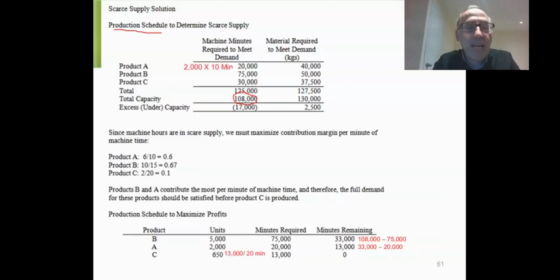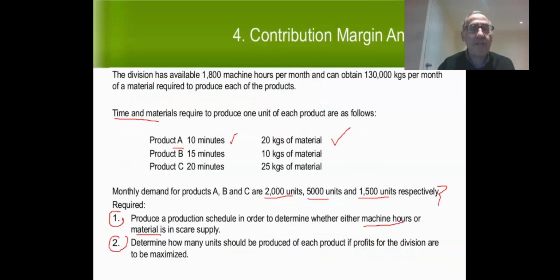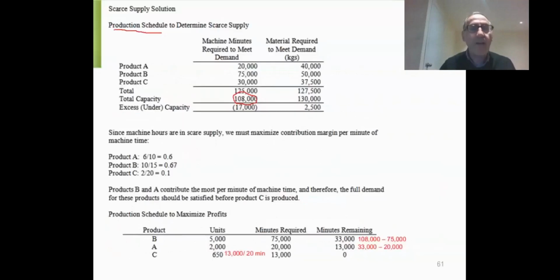For product A, we have a demand of 2,000 units, and we were told on the previous slide that each unit takes 10 minutes to produce, right? 10 minutes for product A, 15 minutes for product B, 20 for product C. So if I want to fully meet my demand for product A, there's 2,000 units in demand. Each unit takes 10 minutes. Basically, I'm going to need 20,000 minutes.